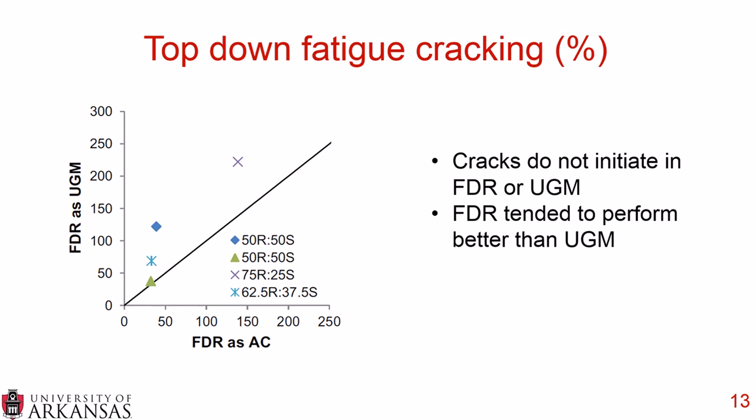So here, when you're looking at top-down cracking, where the crack initiates in that 1-inch surface layer of asphalt concrete, again, FDR represented as asphalt concrete tended to perform better.